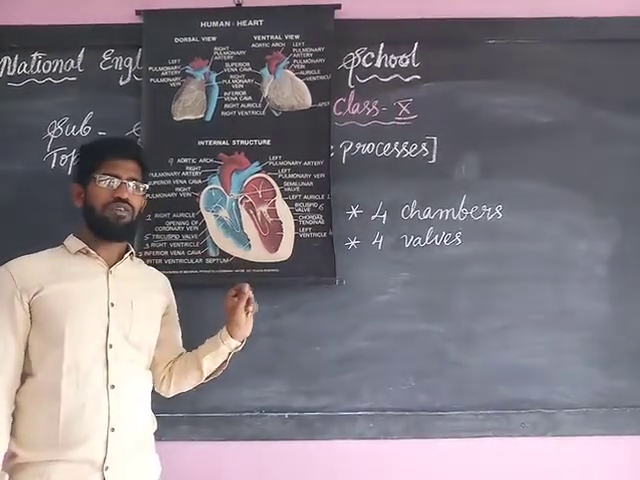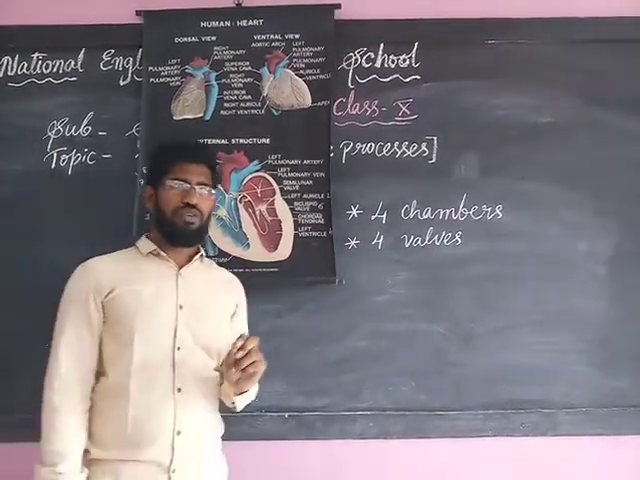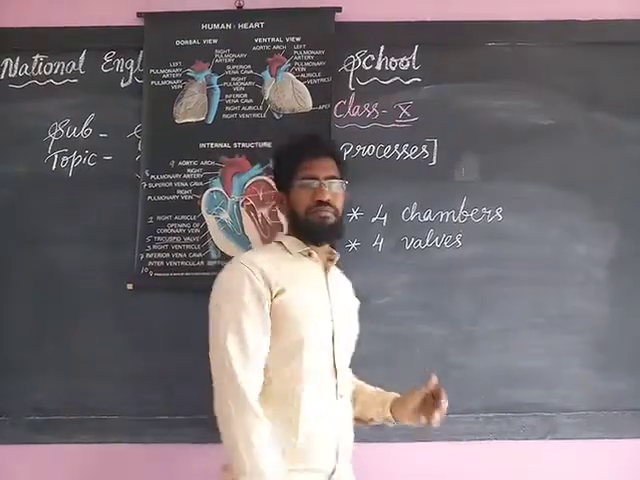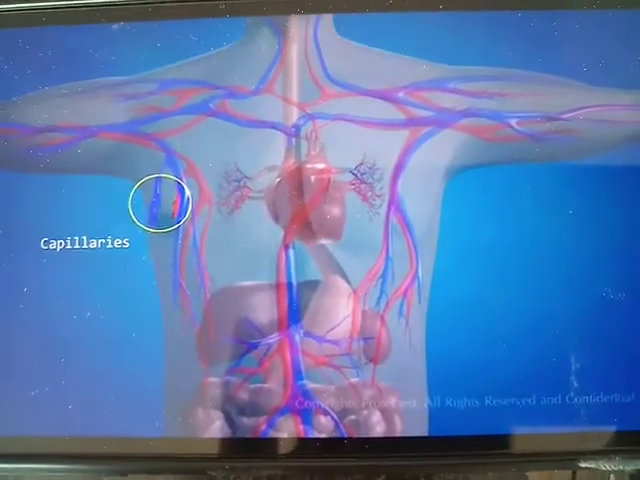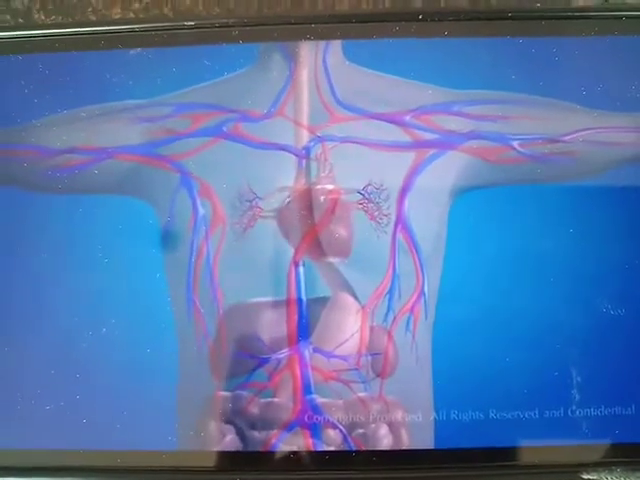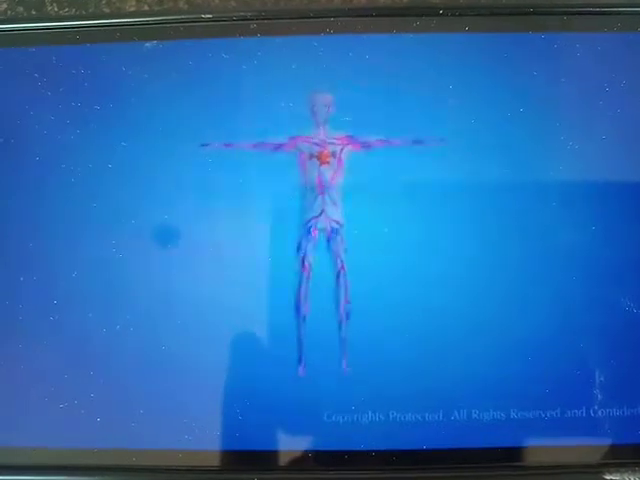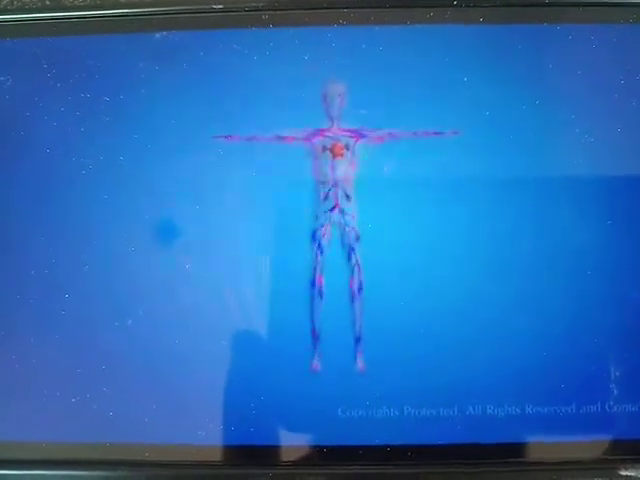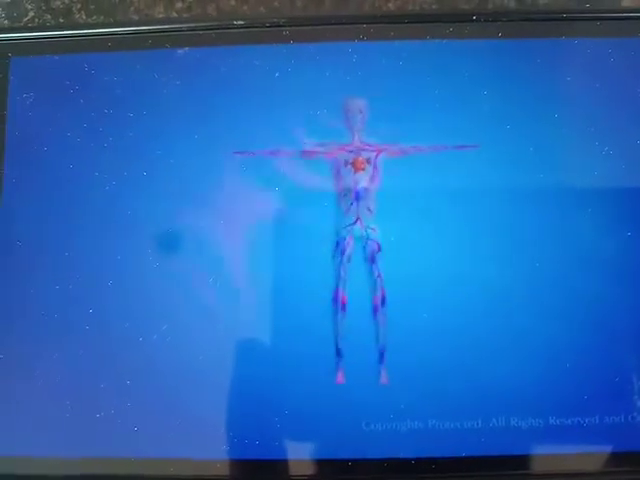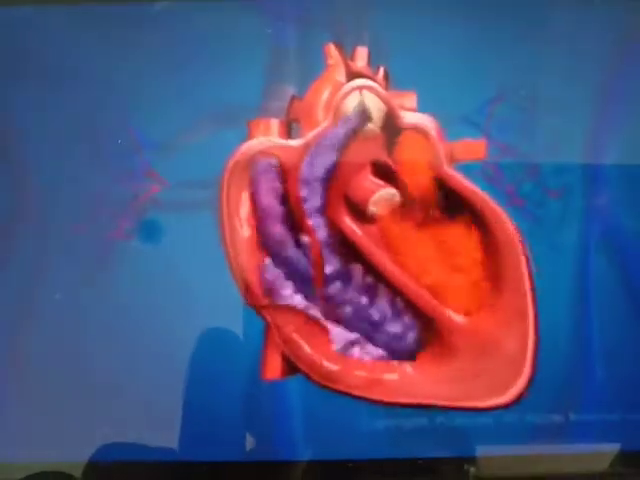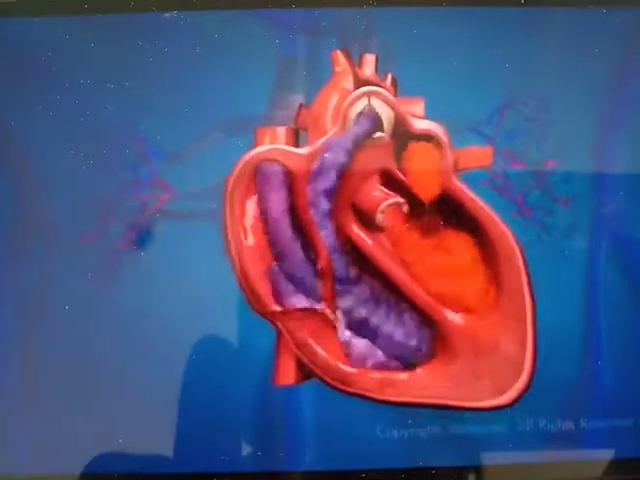Let me study how this heart functions. Okay, dear students, let's study the human heart. This heart pumps the blood which runs all over the body in 1,000 miles. Let's see how it functions. So this is the working of a human heart.